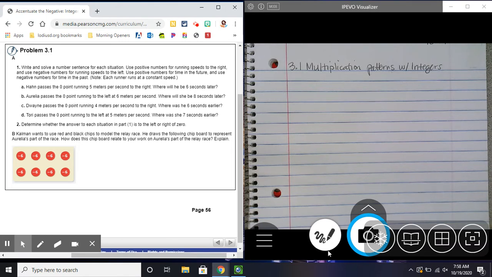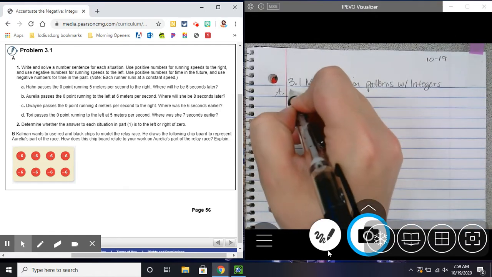So, now looking at problem A, it says, write and solve a number sentence for each situation. Use positive numbers for running speeds to the right and use negative numbers for running speeds to the left. Use positive numbers for time in the future and use negative numbers for time in the past. Note, each runner runs at a constant speed.